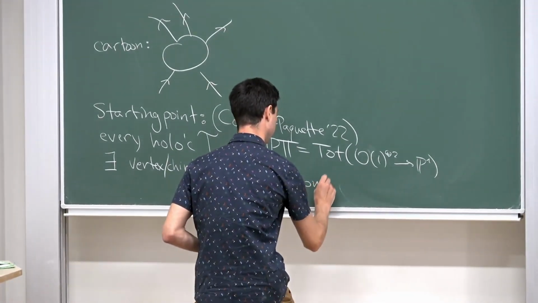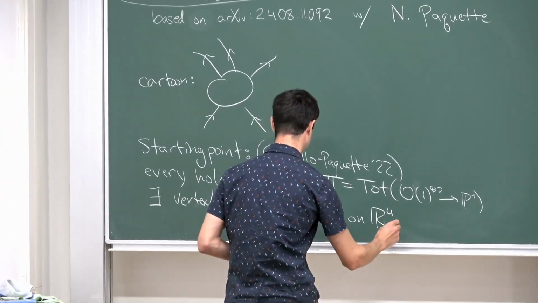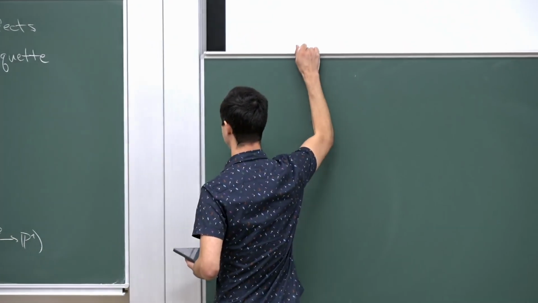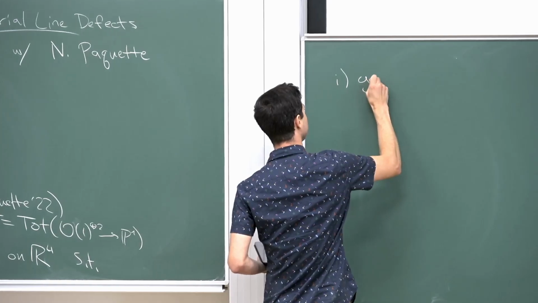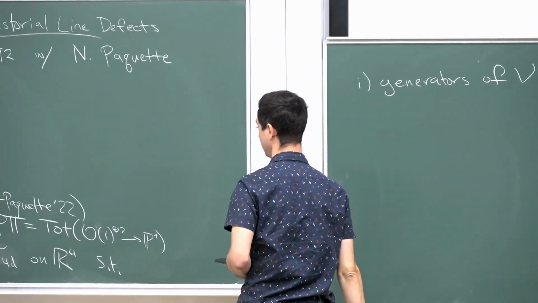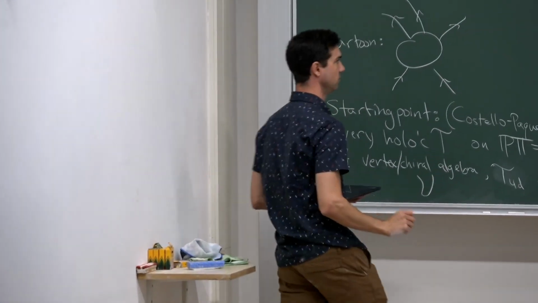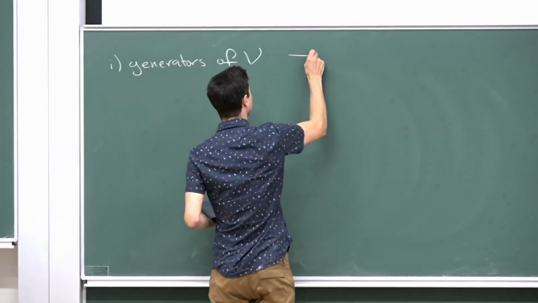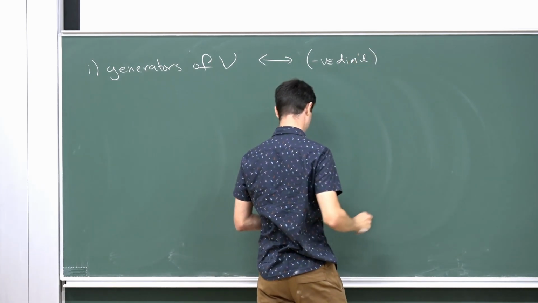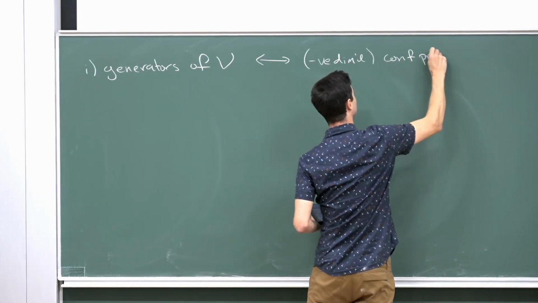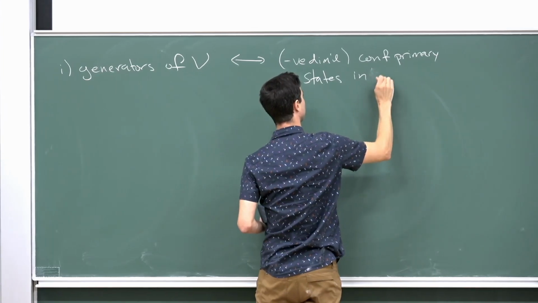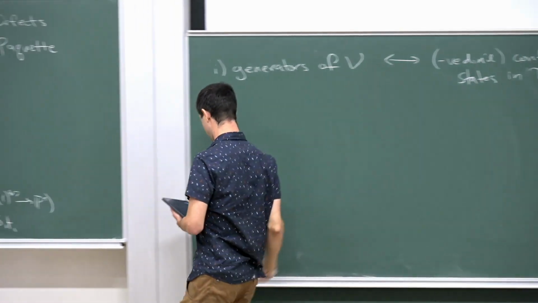such that, and this is a field theory on R4, this being the twistor space of R4, well, first of all, generators of this vertex algebra, I forgot to give it a name, it's going to be V, are in one-to-one correspondence with negative dimension conformal primary states in the 4-dimensional theory. So that's negative scaling dimension states.